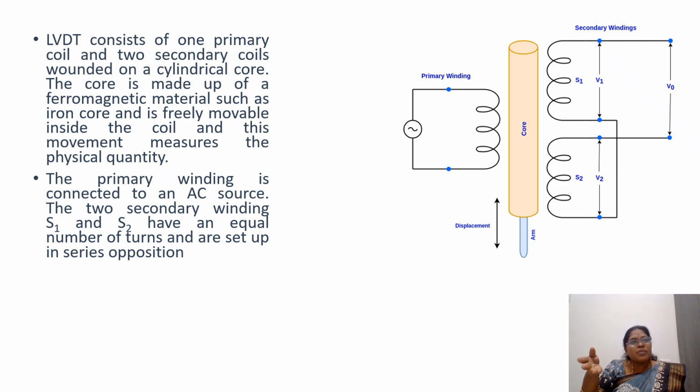But series opposition means it is not an addition, it should be subtracted. There is a difference in the voltages. Let me take secondary coil 1 voltage as V1 and secondary coil 2 voltage as V2. Then the output voltage is V1 minus V2, because it is not connected in series, it is connected in series opposition. That means if it is series connection, this end is connected to this, but here this end is connected to the other end, and this is connected to the output voltage. So we call this series opposition.